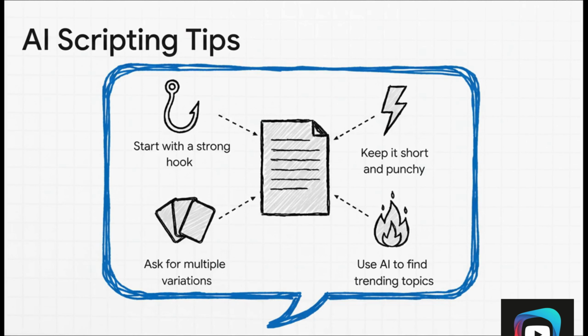But here's the thing. The real secret sauce is knowing how to talk to these AI tools, how to prompt them. So instead of just saying, hey, write me a script, you get specific. Tell it to start with a shocking statistic or ask a controversial question. Demand that it keeps the language punchy and under 60 seconds, perfect for platforms like TikTok. And here's the big one. Never, ever settle for the first thing it gives you.